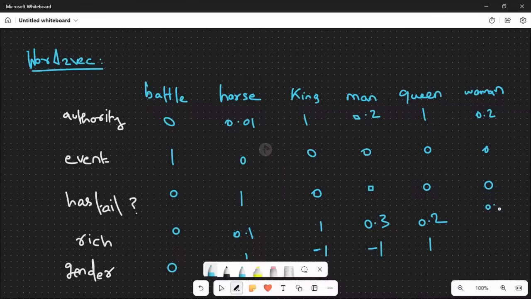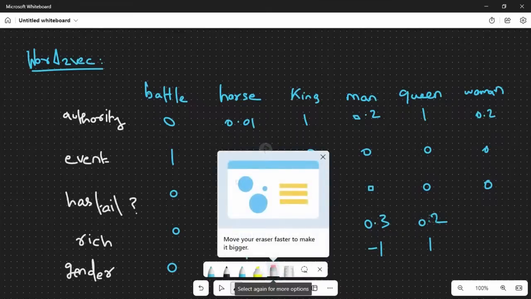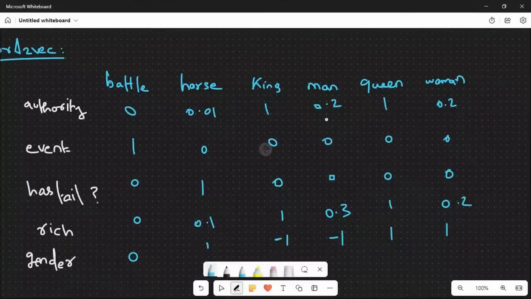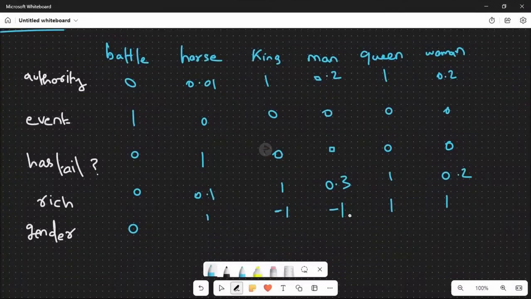Yeah, maybe. So here queen should be completely 1 because queen is rich. And women, maybe we can give something like 0.2. And here gender, we will be giving 1. So this is how the words are related. And you can see for male and female, we are giving the respective values. So this is achieved based on training.